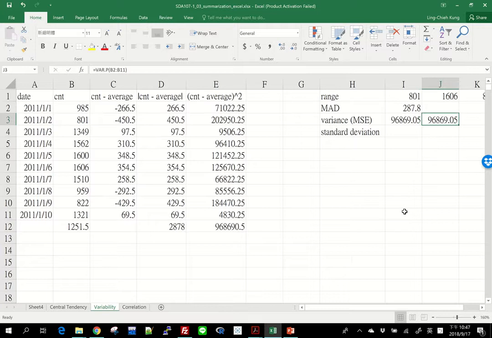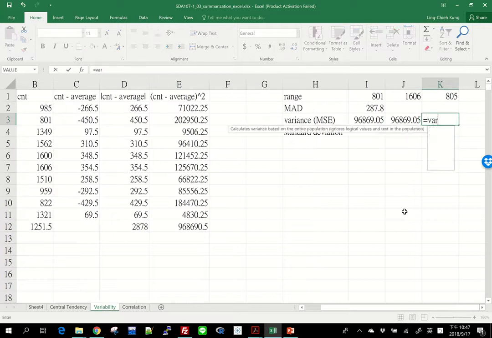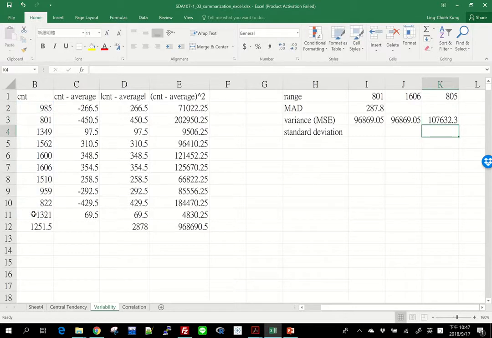Okay, so that var.p is something like this. We may try var.s, and very quickly we can see that the value is a little bit different. And if you pay attention to the lecture videos, you know why that is. Because their denominators are different. For the population variance, the denominator is n. For sample variance, the denominator is n-1. So that's why for the sample variance, you're going to see a slightly larger value.